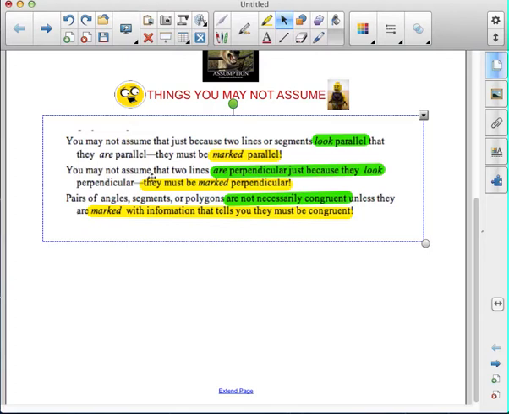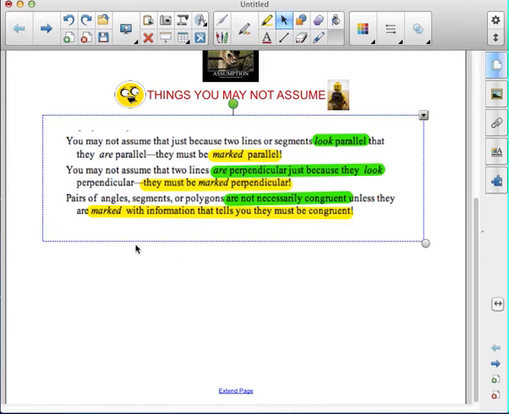Second, you may not assume that two lines are perpendicular just because they look perpendicular. They must be marked perpendicular. And again, when we talked about lines, we showed lines that were perpendicular. They made right angles with a little red box and 90 degrees.